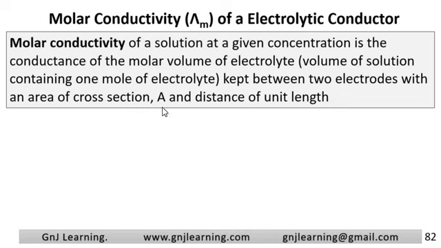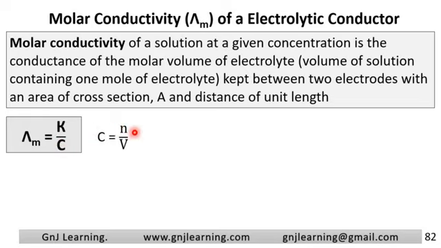Okay, now again our formula, lambda m is equal to kappa divided by C, and C is number of moles per unit volume. C is the molar concentration, so it is number of moles per unit volume. In the earlier problem we saw that it is 20 moles per meter cube.